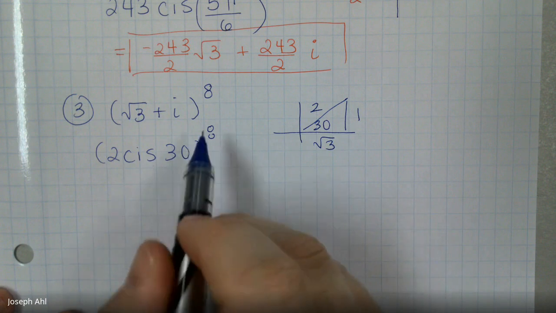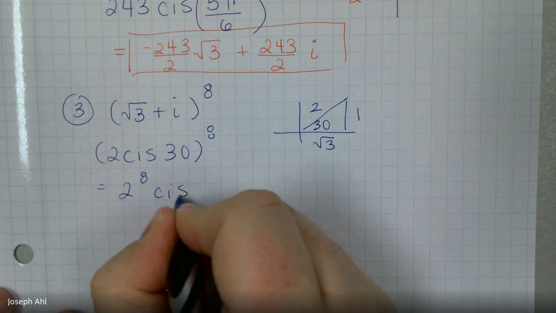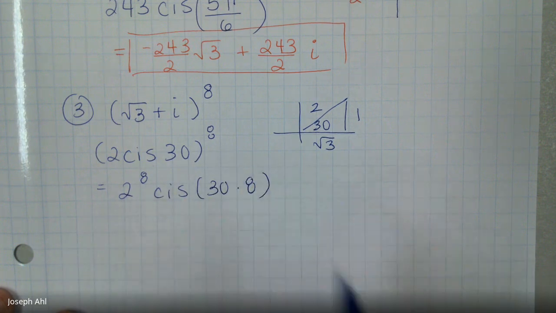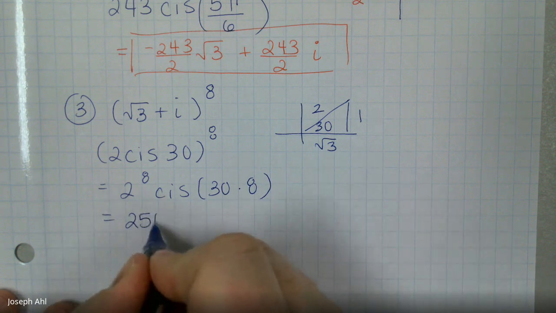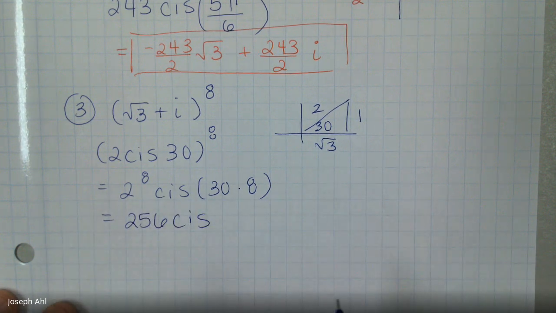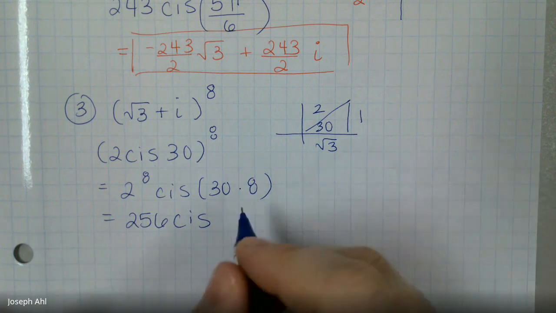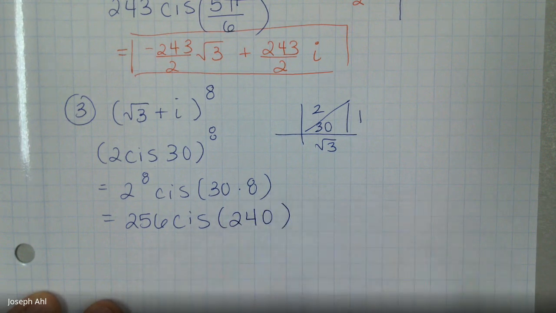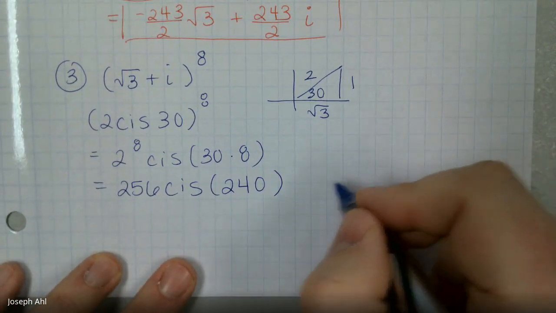Raising this to the 8th is so much faster than trying to figure out what that is to the 8th, because we just do 2 to the 8th, and then 30 gets multiplied by 8. So 2 to the 8th is 256. Again, if you didn't know that, play the game 2048 on your phone maybe, and that will help you remember powers of 2 more easily, or type it into the calculator, that's fine too. 30 times 8 is 240. So you've got this all set up, 256 cis 240. Last step, we'll convert it back to a plus bi form.